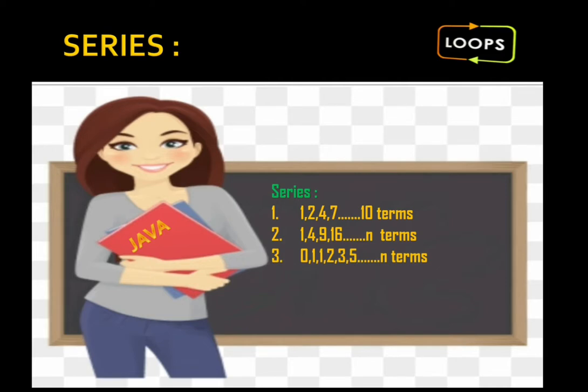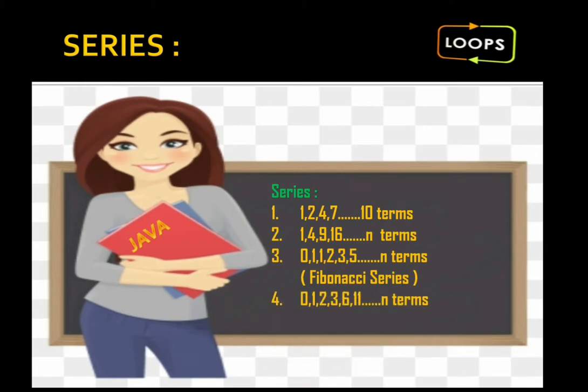Now see the next series. The series starting from 0 and moving forward: 0 plus 1 is 1, then 1 plus 1 is 2, and 2 plus 1 is 3, and 3 plus 2 is 5. This way it keeps moving forward. This series is known as the Fibonacci series.